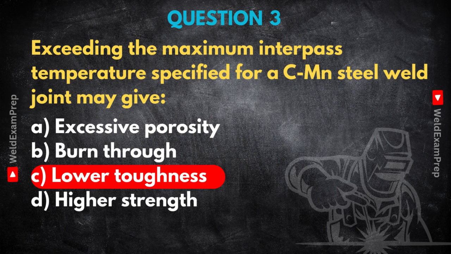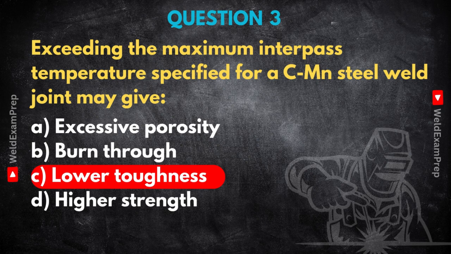More brittle, essentially. Looking at the other options, excessive porosity, A, is usually more about gas shielding or contamination. Burn through, B, that's often too much heat input on thin material, maybe too slow travel speed, and higher strength, D, usually not. Uncontrolled high temperatures tend to degrade properties, not improve them. So yeah, controlling that whole thermal cycle, preheat, inter pass, it's fundamental. Right. That makes perfect sense.